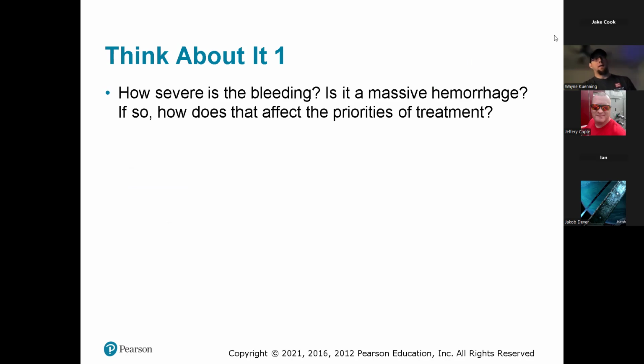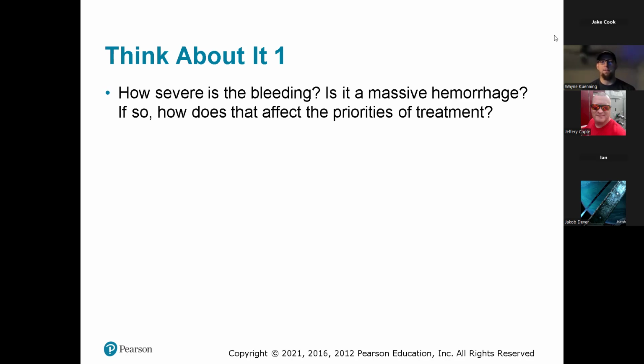So as you're walking up to your patient, identify really bad bleeding versus bad bleeding versus normal bleeding. Massive hemorrhage is what I call really bad. Those are going to be your patients that are probably either large venous or small to large artery damages.